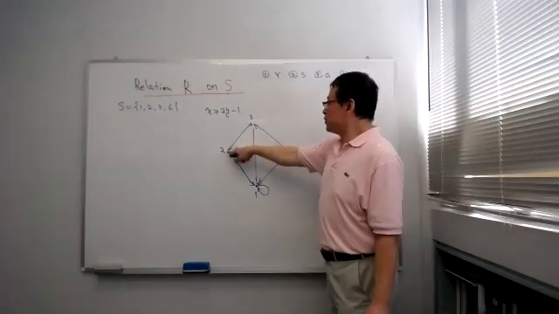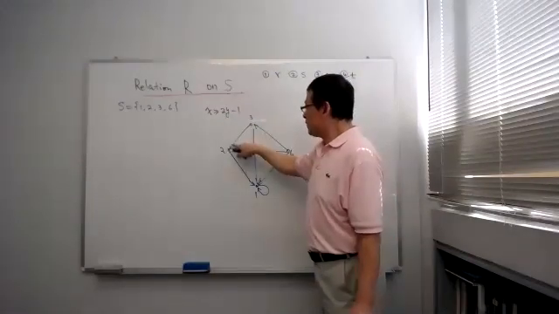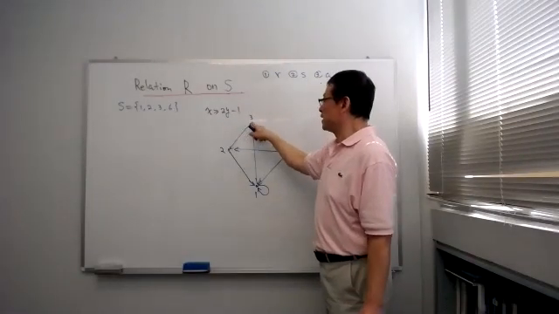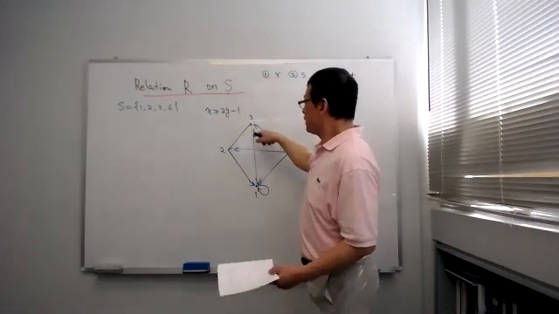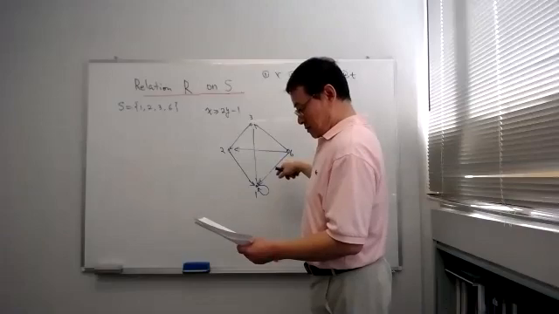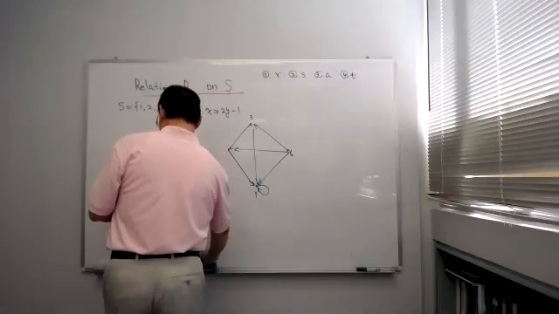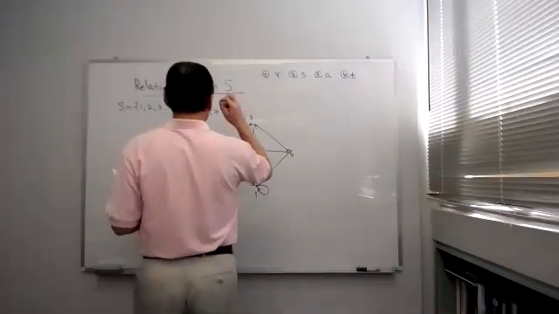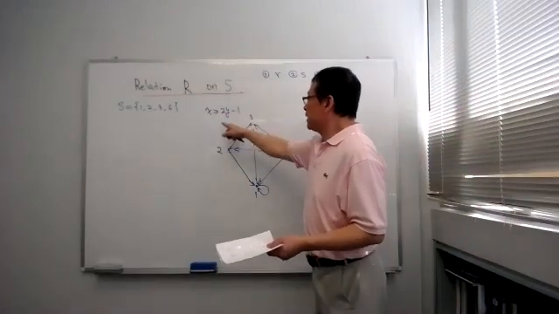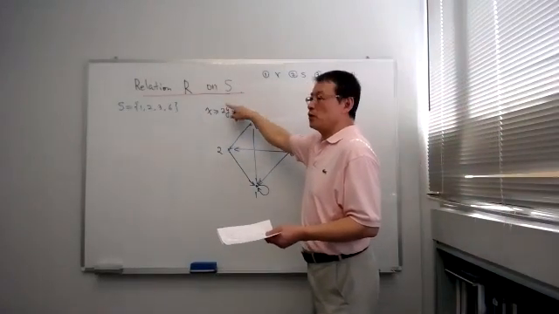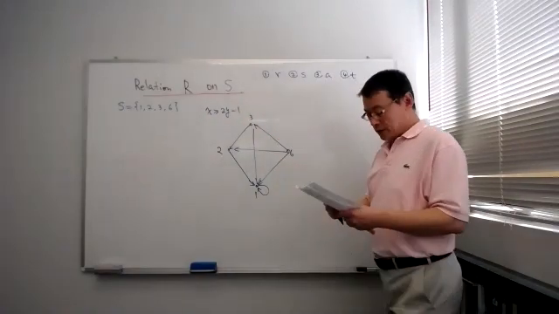Now three is related to two because here two times two is three, this side is three, which is more than three, but two is not related to three. Oh yeah, two is not related to three. If x is two, y is three, then this side will be five. So we don't have this arrow. Okay, so that's the graphic representation.